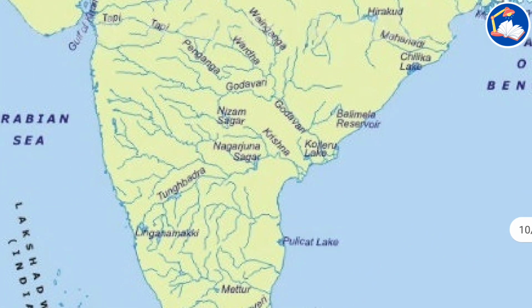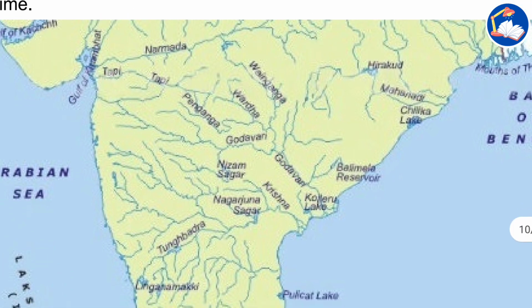We have Godavari, the largest one. Then we have Krishna over here. Krishna is the second largest one. And Narmada and Tapi, the west flowing rivers. Okay. Narmada rises in the Aravali ranges over here.